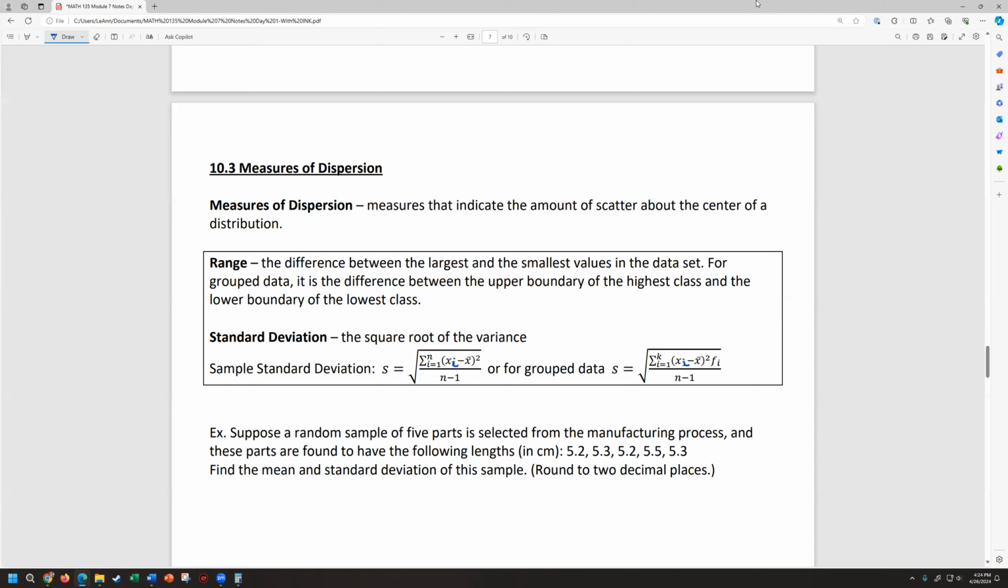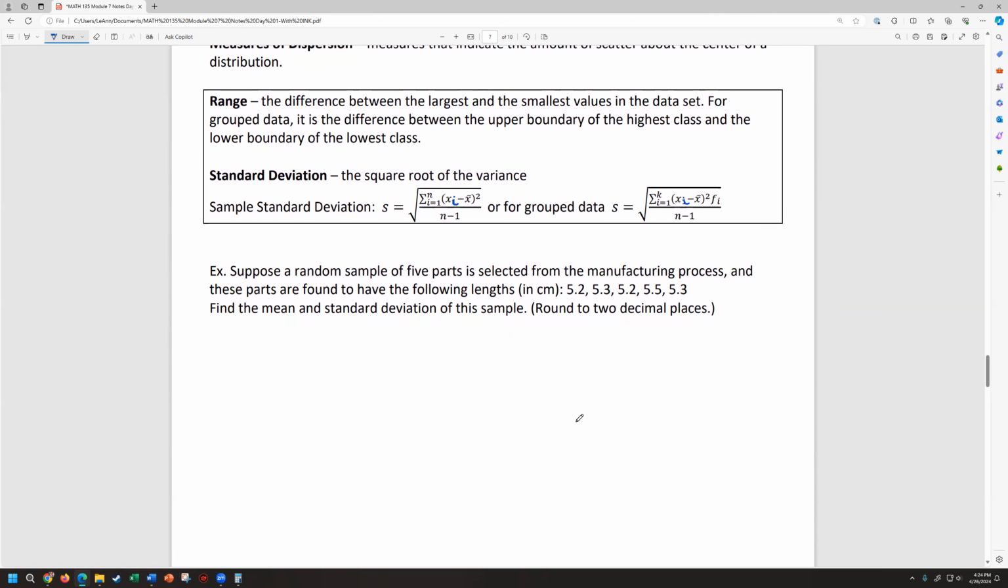Then to get back to kind of the regular, how far is everything kind of on average from your mean, because we squared everything, we take a square root. So I'm going to show you how to use this first just for a small set of data, and then we'll do a slightly larger one, and then we'll also talk about those grouped data ones, okay?